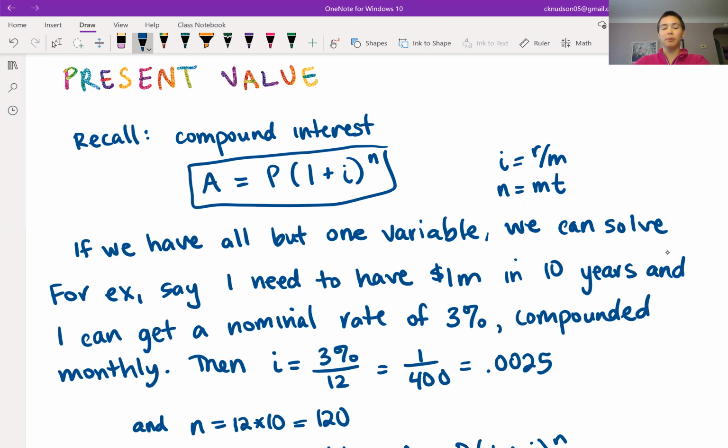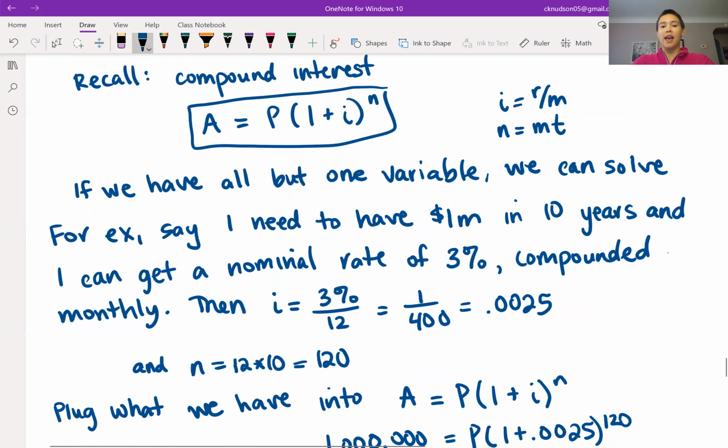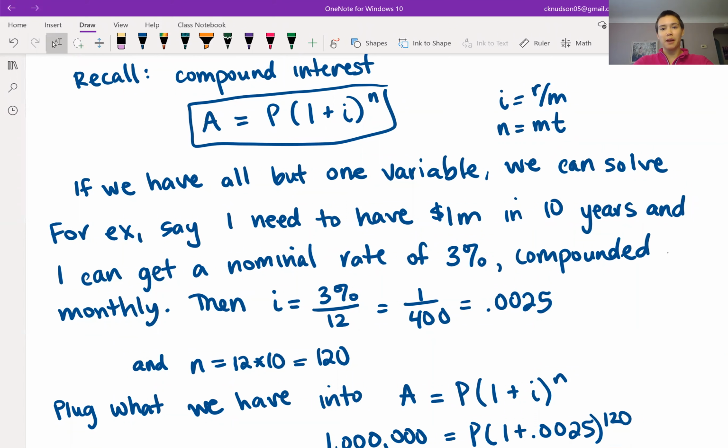So let's go with that example. Say that in 10 years I need $1 million. And I can get a nominal rate of 3%, and I'll get it compounded monthly. Then we can calculate I to be 3% divided by 12. So 3% is our rate. We're compounding it monthly, so we have 12 compounds in a year. So 3% over 12 is 1 over 400, which is 0.0025. So that's our I value. And then additionally, our N value is the total number of times we will compound. And so that's 12 times per year times 10 years, or in other words, 120.